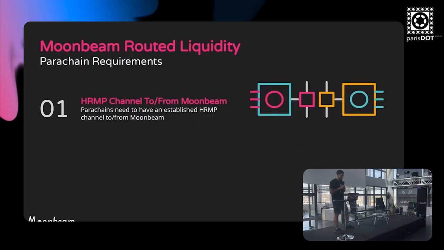So yeah, if you're a parachain and you want to implement Moonbeam Routed Liquidity, we also call it MRL, that's also a pretty cool acronym. There are 3 requirements that you need to have. The first one is HRMP channels open from and to Moonbeam. So all the parachains that are already connected via XCM to Moonbeam and from Moonbeam can actually use MRL.